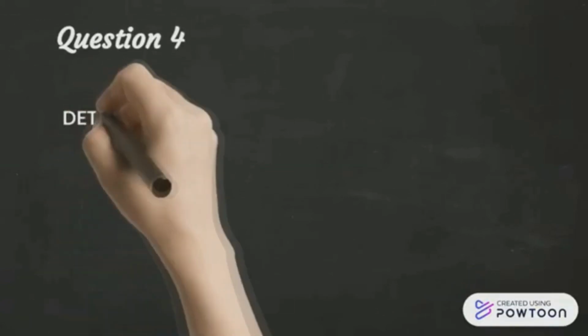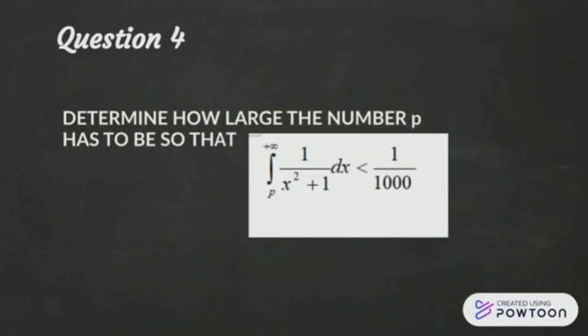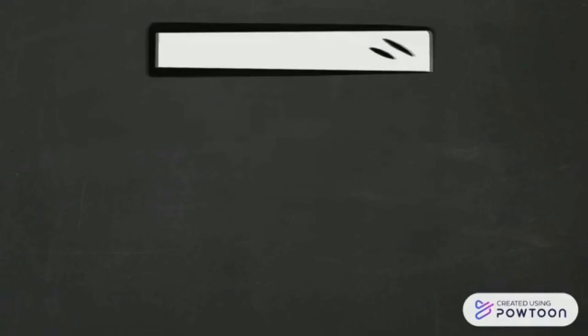Question number 4. Determine how large the number p has to be so that the integral from p to positive infinity of the function 1 over x squared plus 1 dx is less than 1 over 1000.